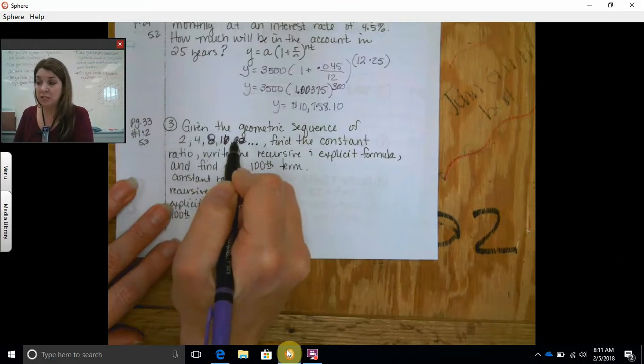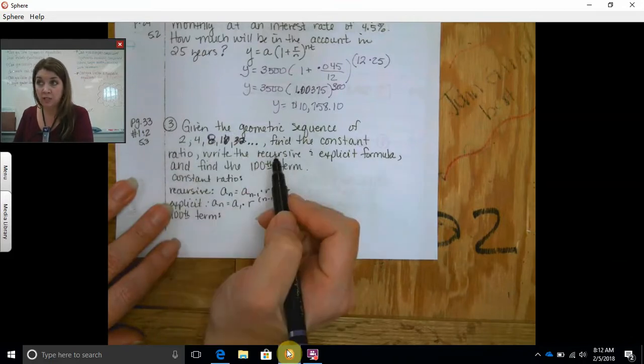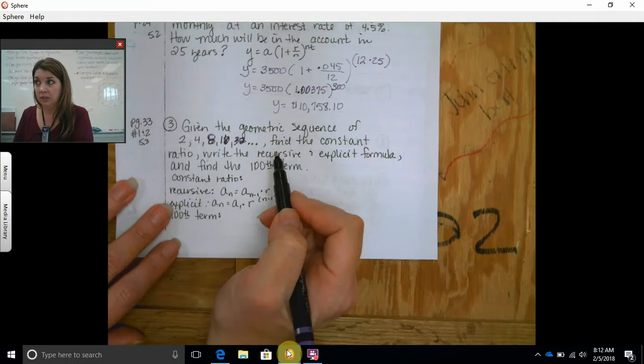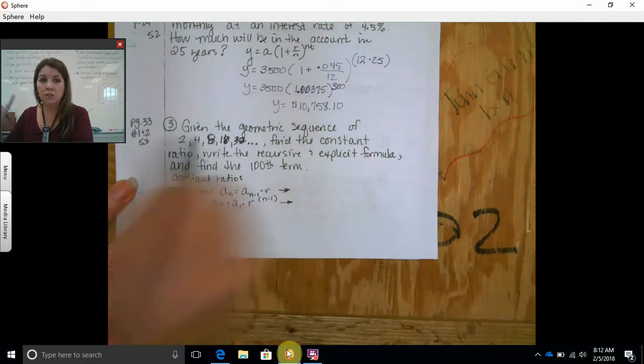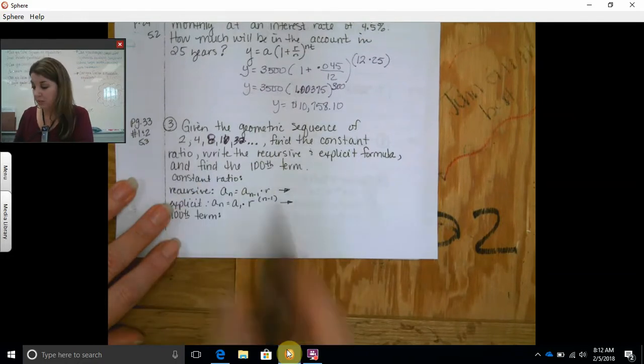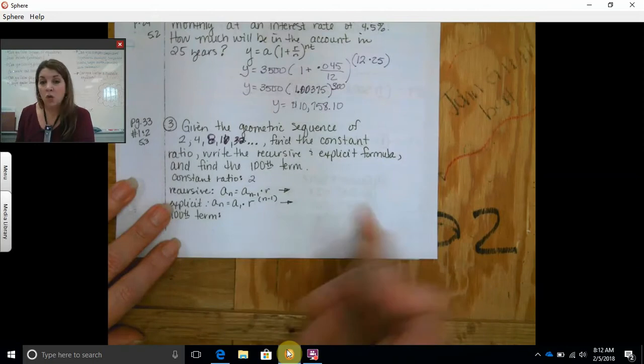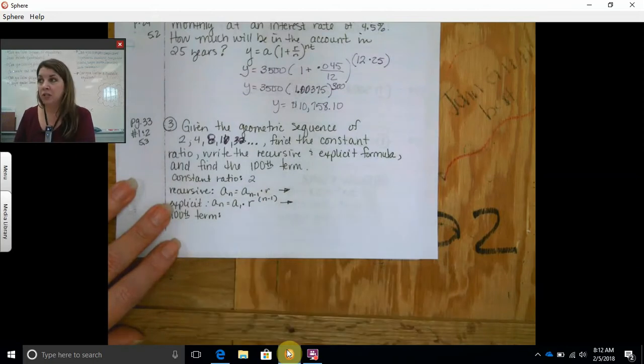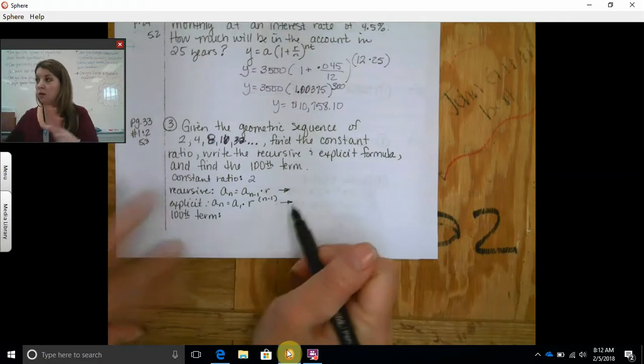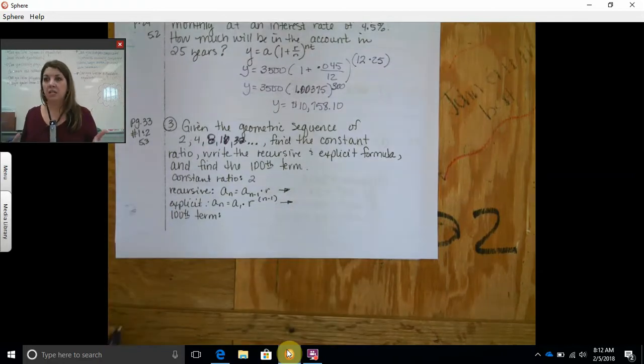And sometimes that's easier if that was like decimals or fractions. And you're like, I don't know, I can't see. It's easier to just do the division on your calculator. But in this case, it's easy to see that the constant ratio is 2. When I just asked for the general recursive formula and explicit formula, I just want to know what formula you could use for everything. So if it's any term, you don't plug in or substitute in a number for everything.